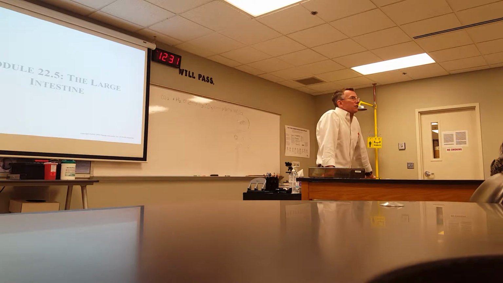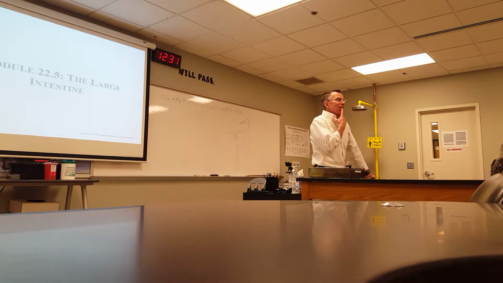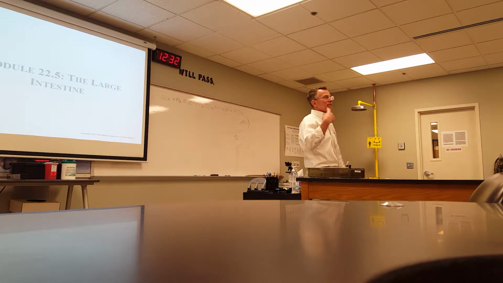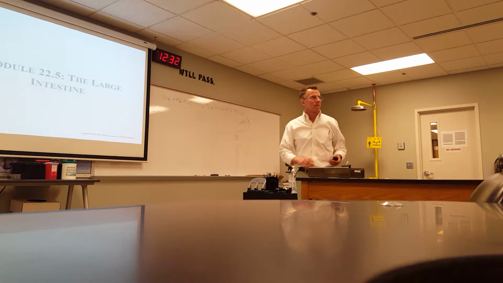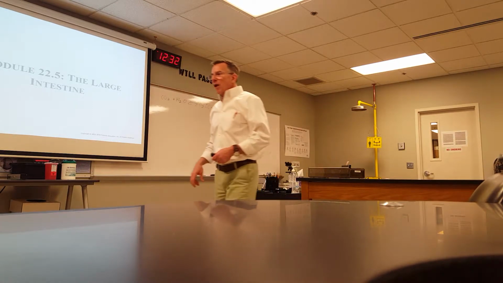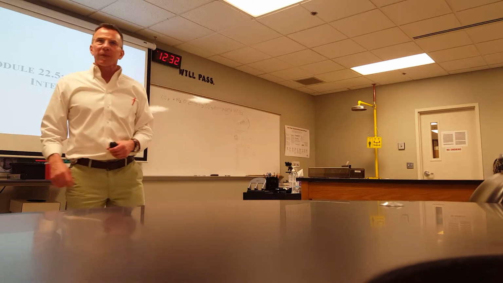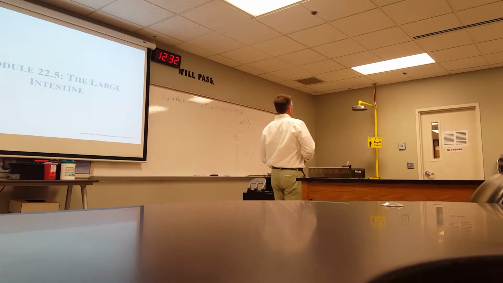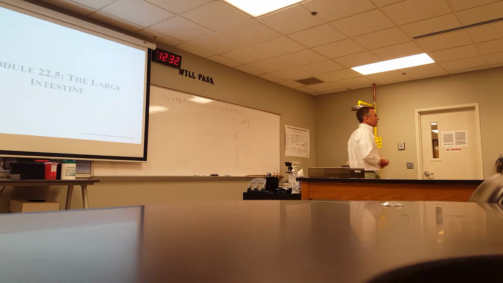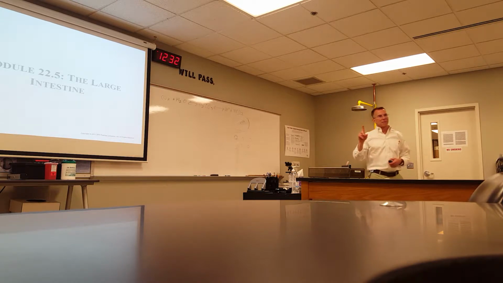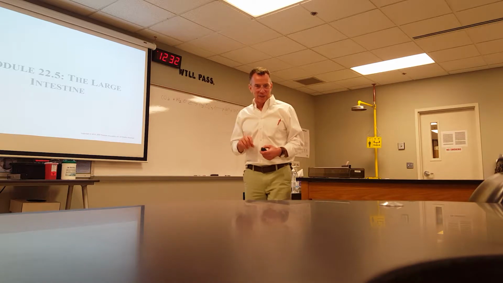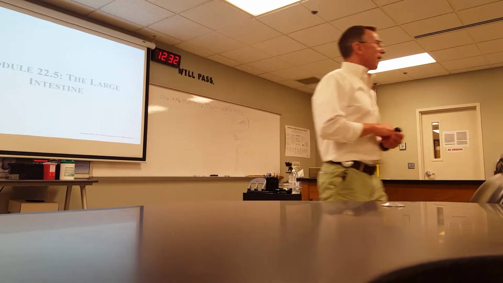What kind of tooth is the front tooth, which is flat and sharp, used for cutting? It's an incisor. And what are the teeth in the back that are used for grinding? Molars. Before we get out of the mouth, digestion of what macromolecule begins in the mouth? Carbohydrates. With what enzyme? Salivary amylase.